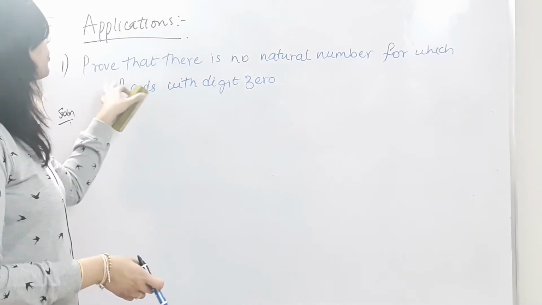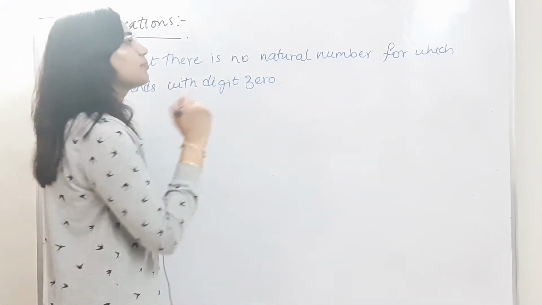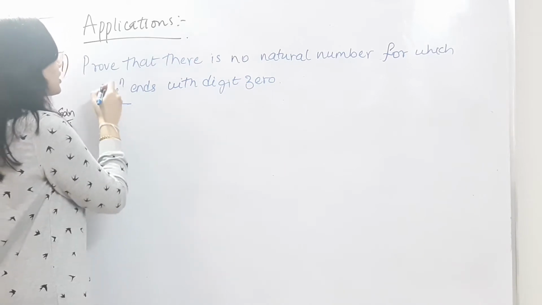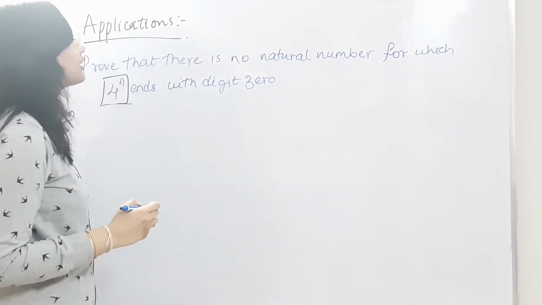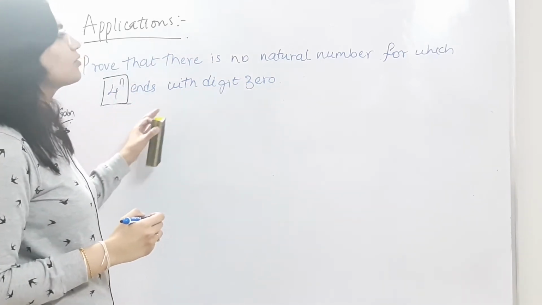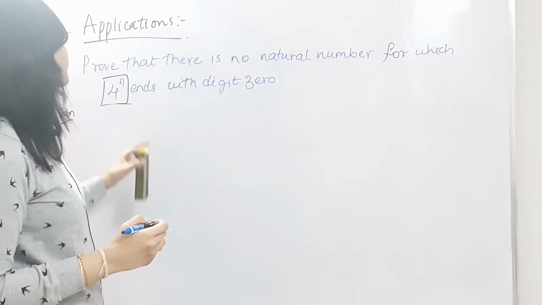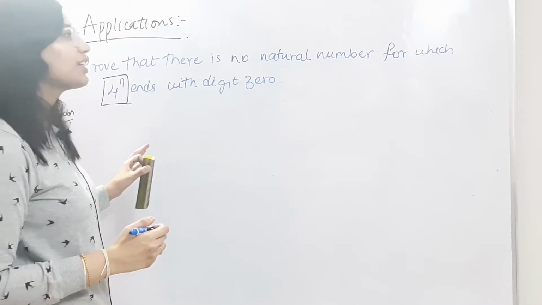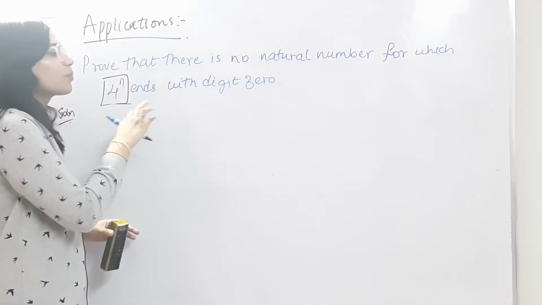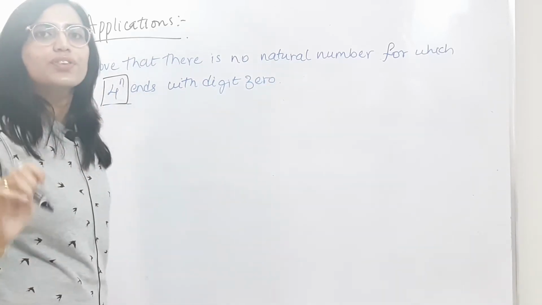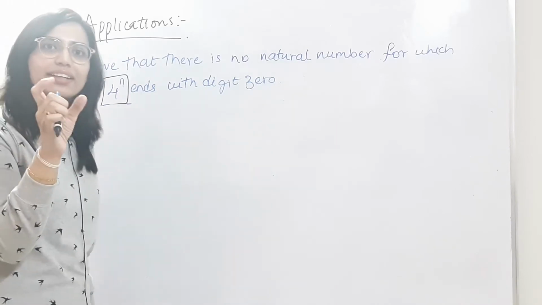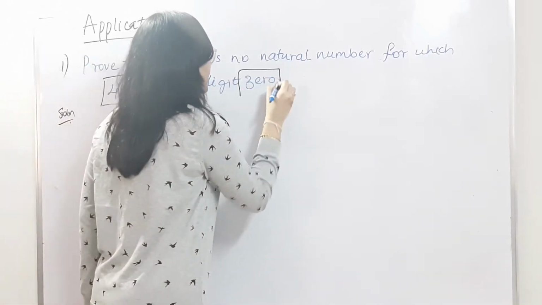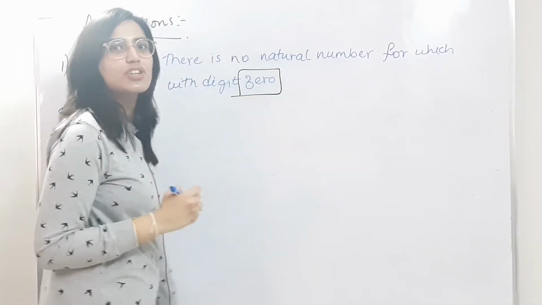The question is, prove that there is no natural number for which 4 power n ends with the digit 0. That means what they are asking us is to show that 4 power of 1, 4 power of 2, 4 power of 3 and so on will never end in 0.